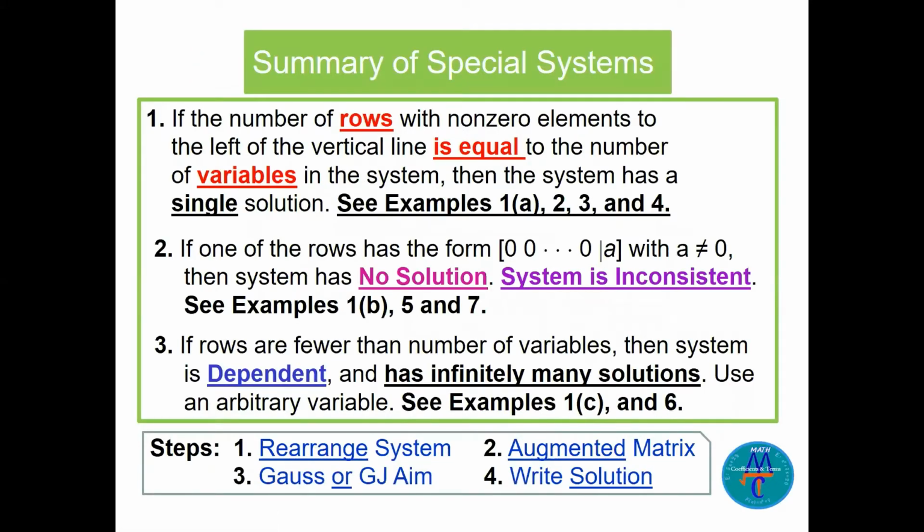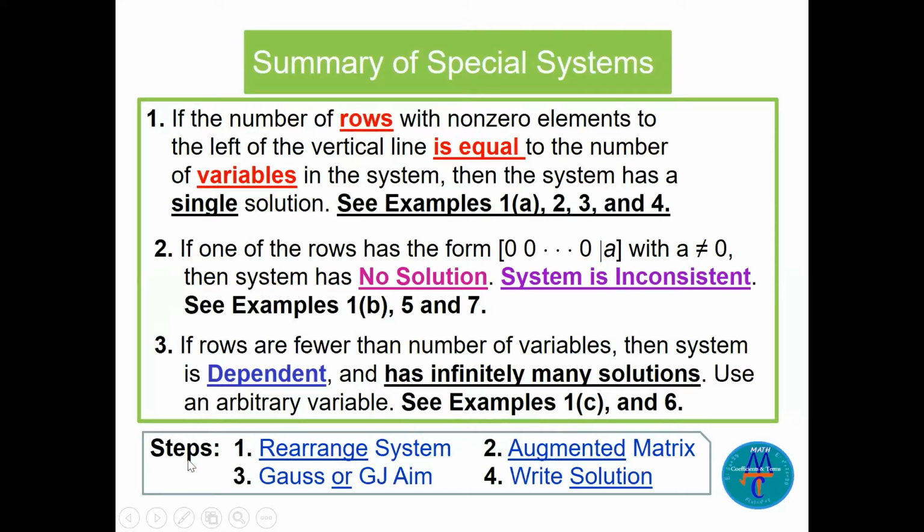Now, this is the summary of all the special systems. Sometimes we have a single solution. You can see the examples 1a, 2, 3, and 4. You can see the system where it is inconsistent and there is no solution. You can see the examples 1b, 5, and 7. You can see where the system is dependent and it has infinitely many solutions, we say. So this is example 1c and 6.